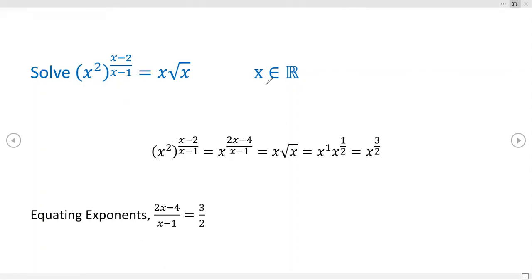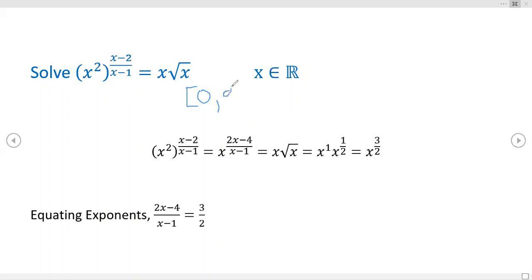Now, x, a real number. Notice that's the constraint. No complex solutions here. We're just searching for the real solutions. Now, notice immediately, since we have the square root on the right-hand side, that if there are solutions, they will be non-negative.